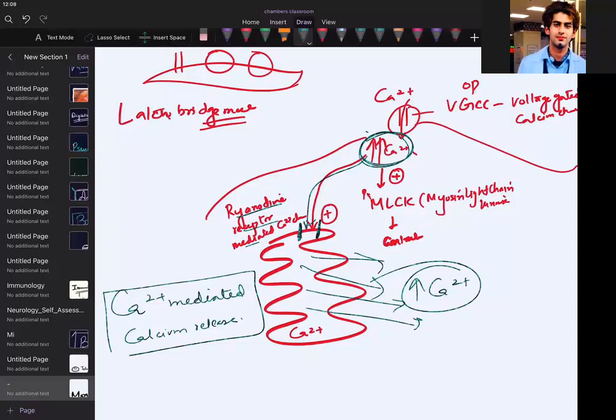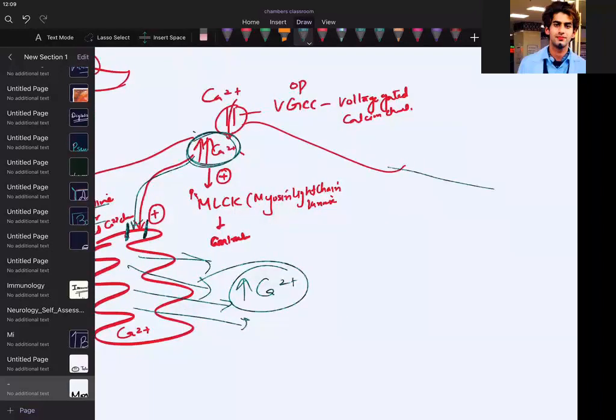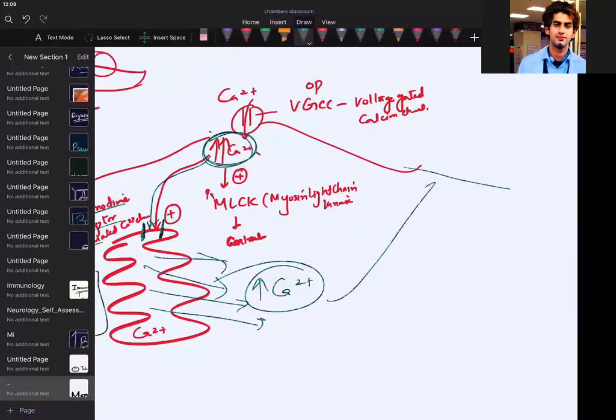This increases to such a tremendous level that it causes opening of potassium channels, which is because of the calcium. So you have calcium-mediated opening of the potassium channels.